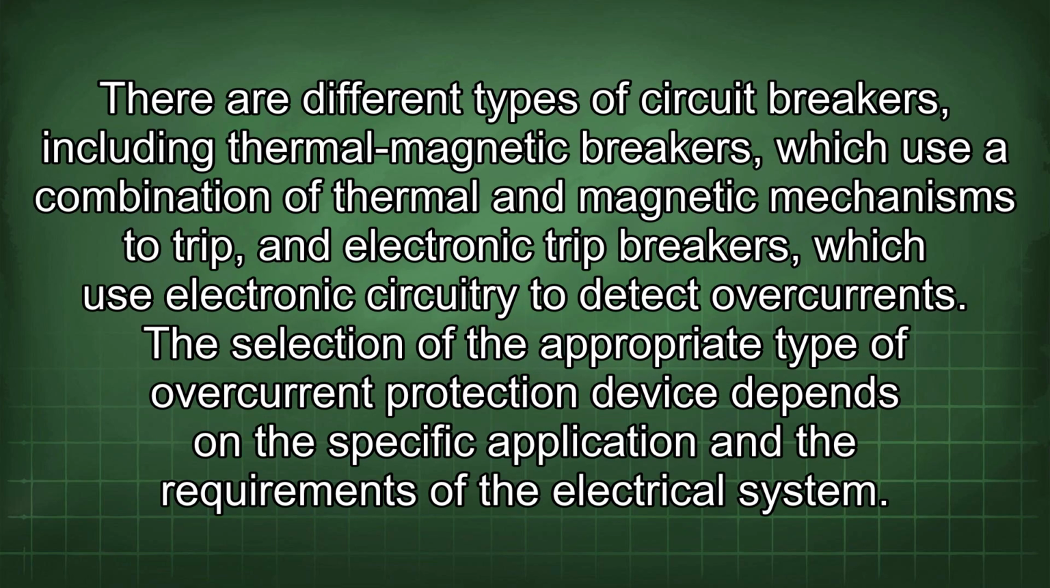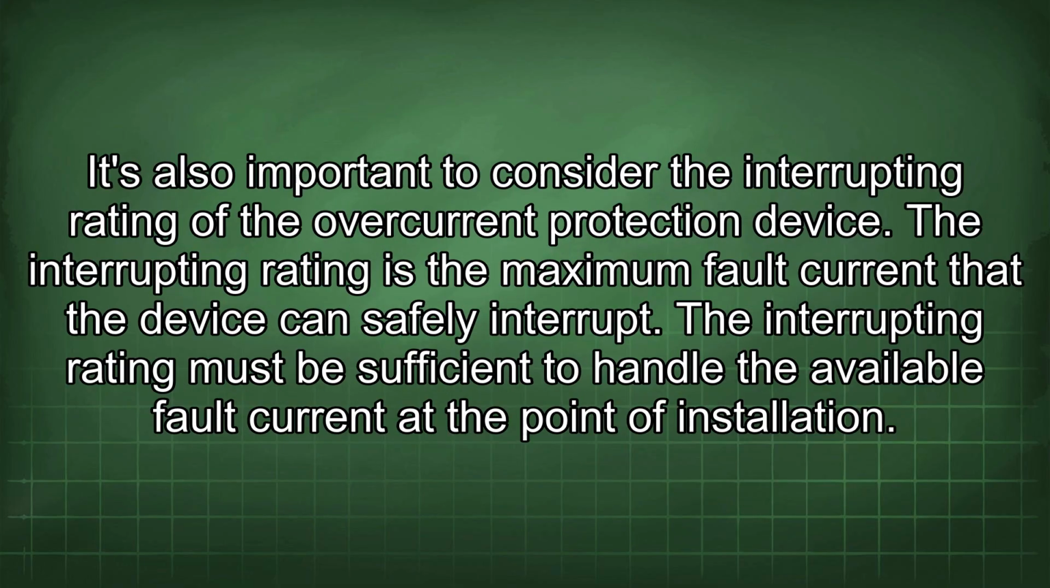There are different types of circuit breakers, including thermal magnetic breakers, which use a combination of thermal and magnetic mechanisms to trip, and electronic trip breakers, which use electronic circuitry to detect overcurrents. The selection of the appropriate type of overcurrent protection device depends on the specific application and the requirements of the electrical system. It's also important to consider the interrupting rating of the overcurrent protection device.